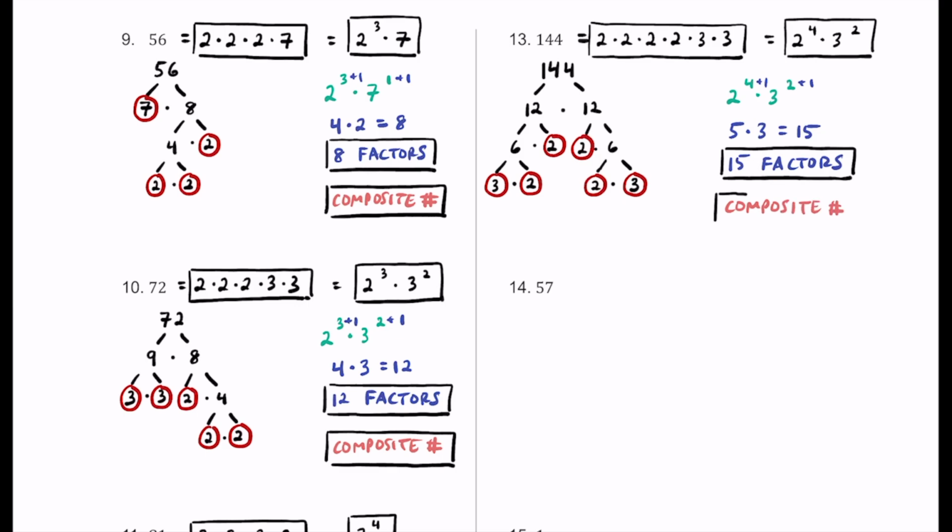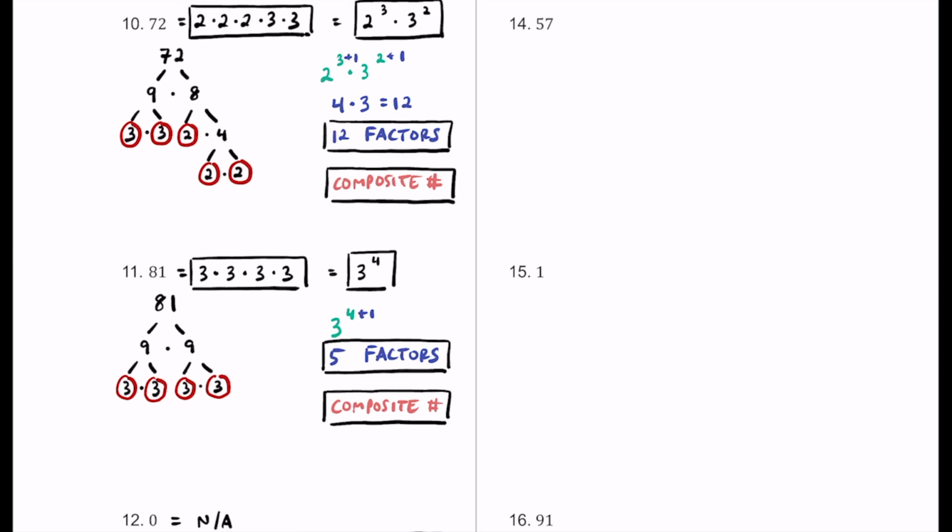Alrighty, so go ahead and put a box around that and we're done with number 13. For number 14, we have the number 57, so let's take this 57 and break it down. Now if you're wondering if you can break it down by anything, go through your divisibility rules.